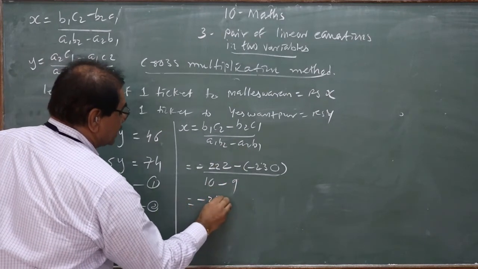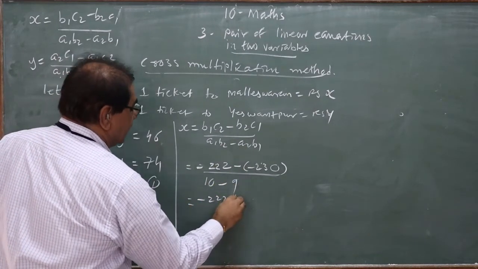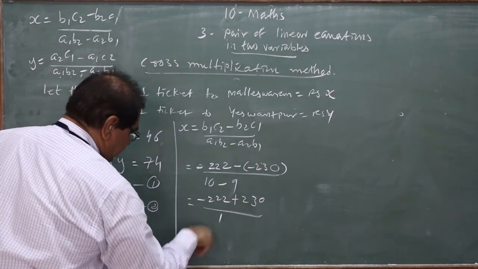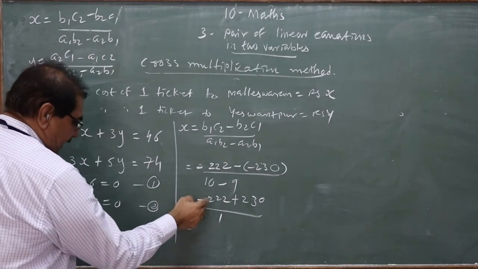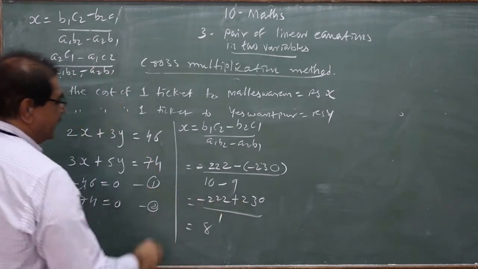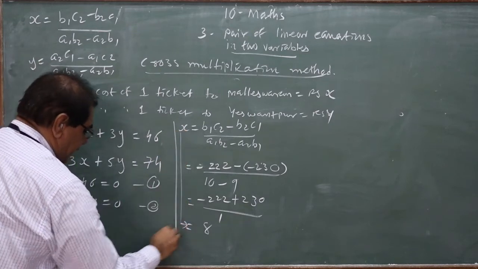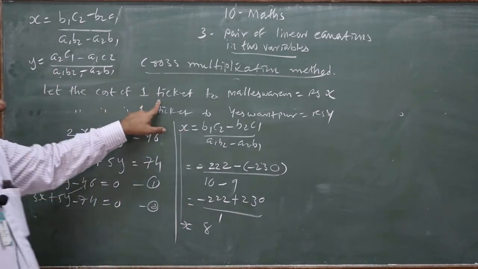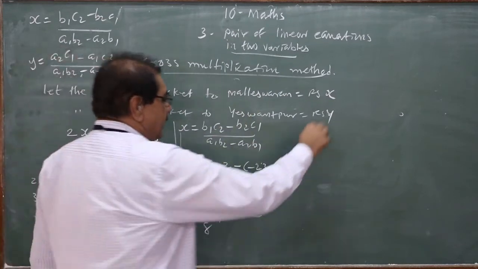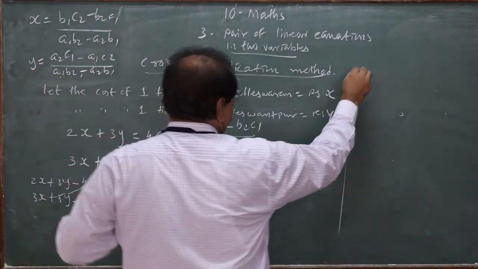So it is minus 222 minus minus plus 230 upon 10 minus 9 is 1. So minus 222 plus 230, answer is plus 8 upon 1 is 8. So value of X is 8. So cost of one ticket to Malleswaram from Bangalore is rupees 8. Similarly, you can go for Y.